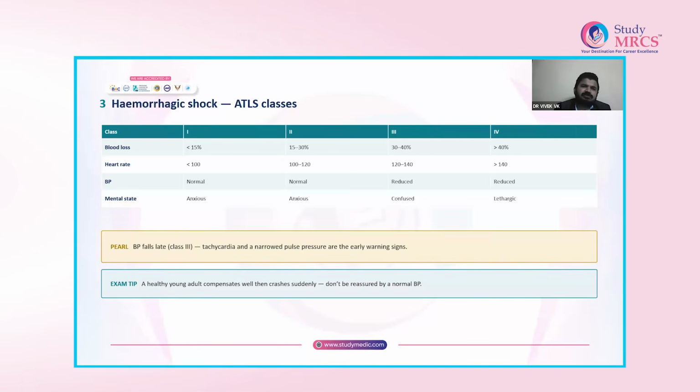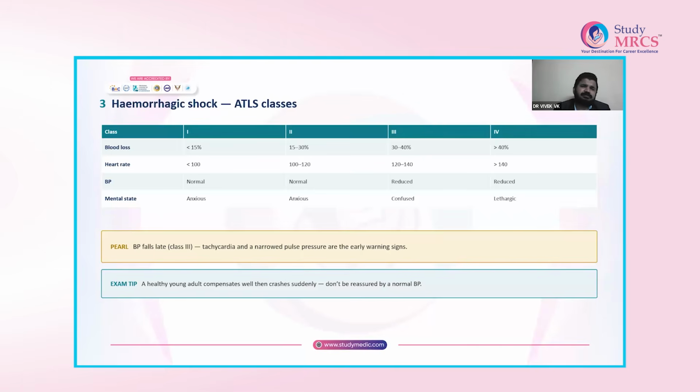So how will you distinguish the class of shock based upon the heart rate, blood pressure and mental state? In a class 1 shock, the patient's heart rate is usually less than 100. In class 2, the patient is experiencing tachycardia, that is, the heart rate will be in the range of 100 to 120. In class 3, the heart rate increases further, around 120 to 140 beats per minute. And obviously in class 4 shock, the patient is experiencing the maximum tachycardia, that is more than 140 per minute.